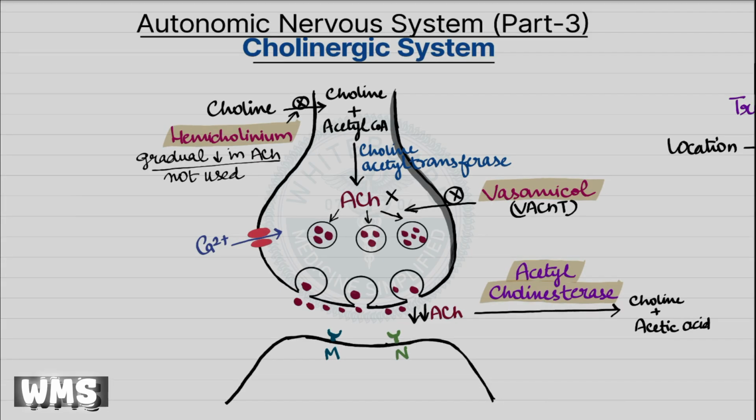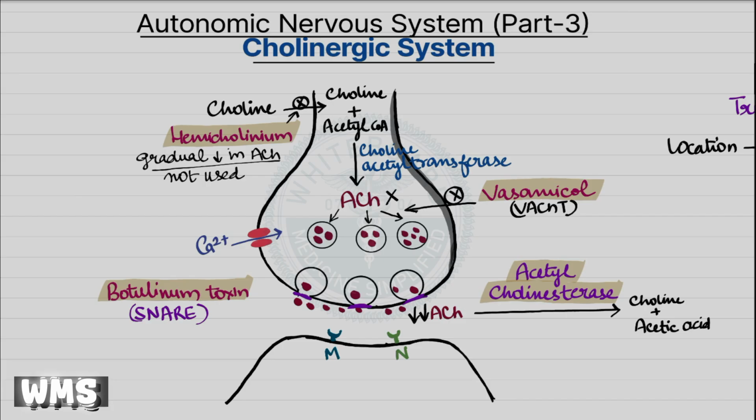Now there is another important indirect mechanism, and that involves botulinum toxin. It doesn't affect synthesis or storage directly. Instead, it blocks the release of acetylcholine by preventing the fusion of synaptic vesicles with the presynaptic membrane. It does this by cleaving SNARE proteins, which are necessary for vesicle docking and exocytosis.